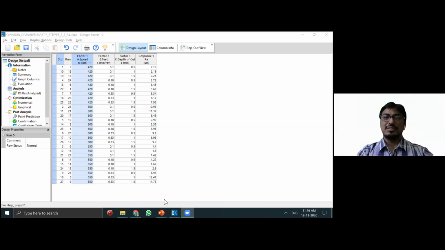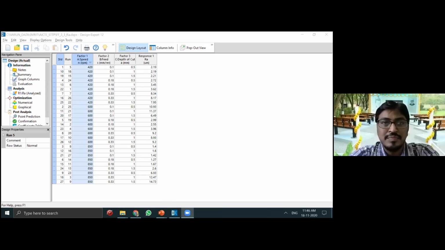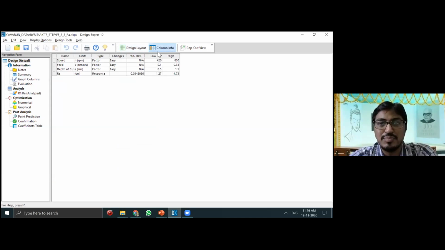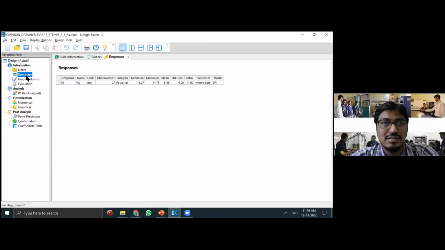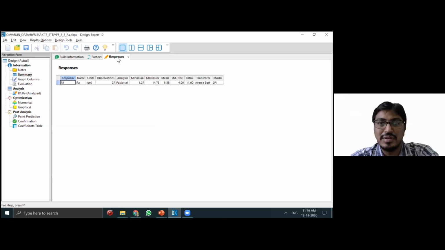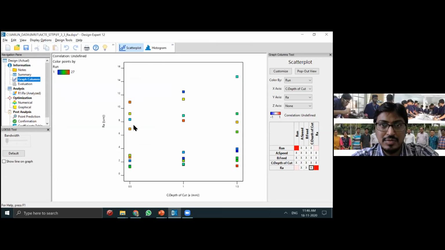So I hope everyone has done this. Let us see one by one. Some column information is there. That is okay. Then we have summary. For build information, we have some summary here. For factors, we have some summary. And responses also we have it. Some column graphs are there.